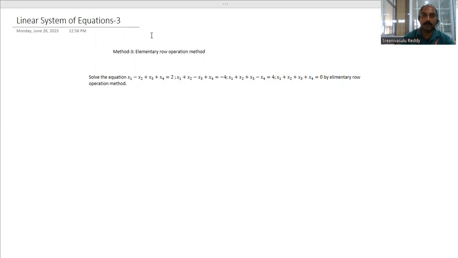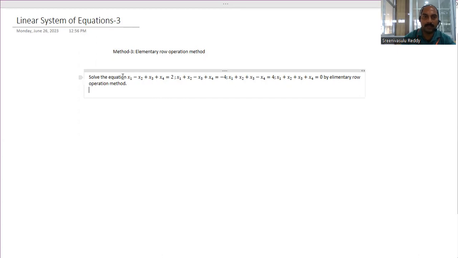So the next method is actually the same as the previous method, the matrix inverse method. This is also similar, but here we apply the elementary row operation method. A small variation. In the previous one, we find the inverse.